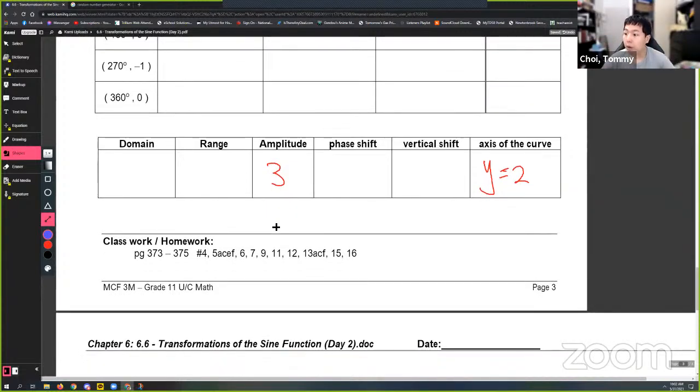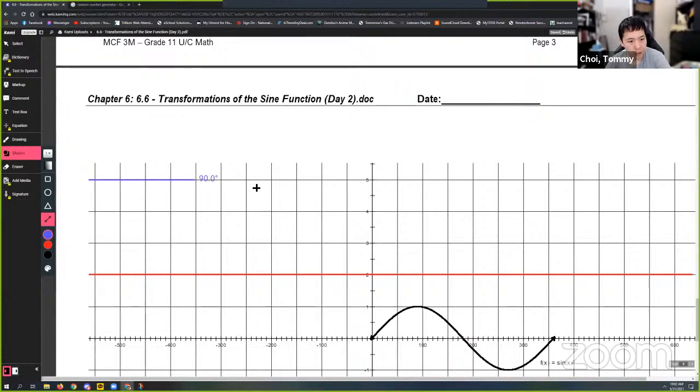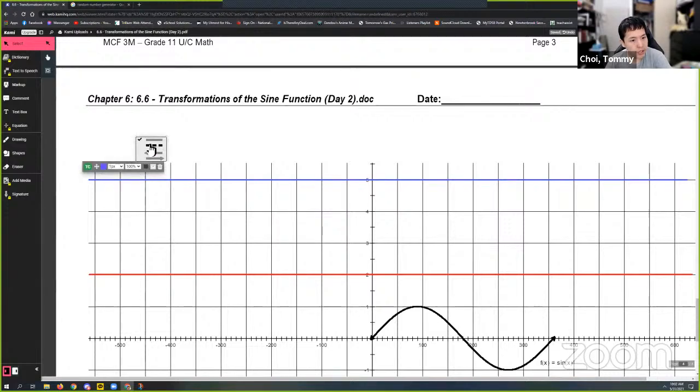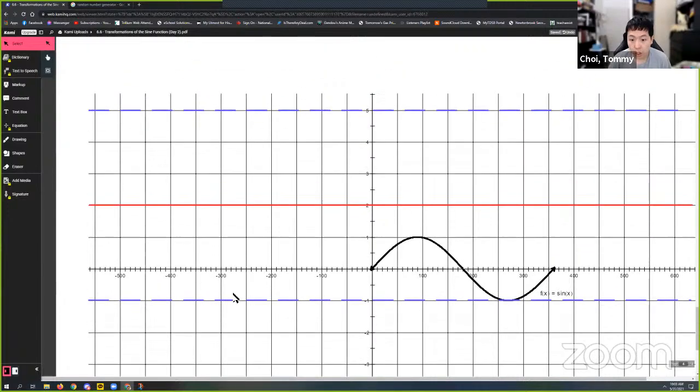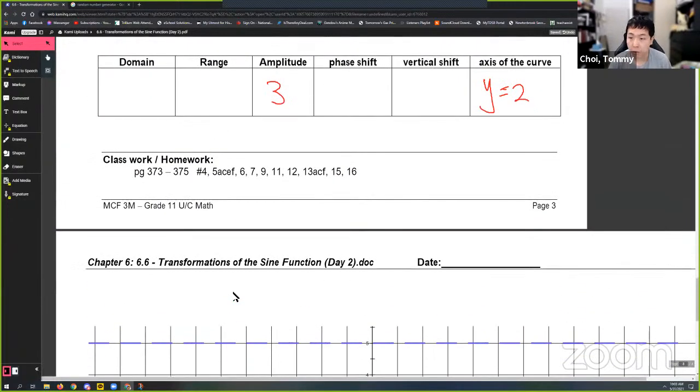So what's 3 above the equation of the axis? That's 5. So I'm going to draw that right there. What this tells me is that the curve goes up to 5 and can go as low as 3 below 2, which is 1, 2, 3, which is -1. See how quickly we can draw these lines here. So now we already have reference points on how to graph it. We know it should go as low as -1 and as high as 5, just from knowing the equation of the axis and the amplitude.